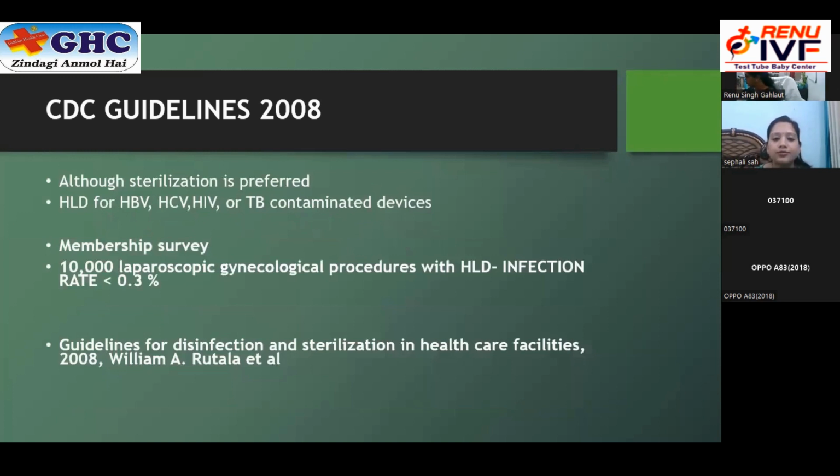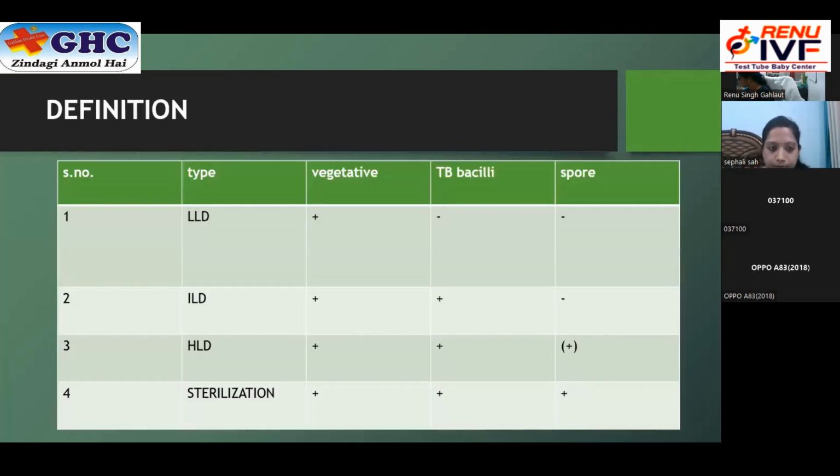Now, what do the CDC guidelines say? Sterilization is preferred, but a high level of disinfection is done for hepatitis B virus, HCV, HIV, tuberculosis, and contaminated diseases. A membership survey says that in 10,000 laparoscopic gynecological procedures, if sterilization is done by a high level of disinfection, it reduces the rate of infection by 0.3%.